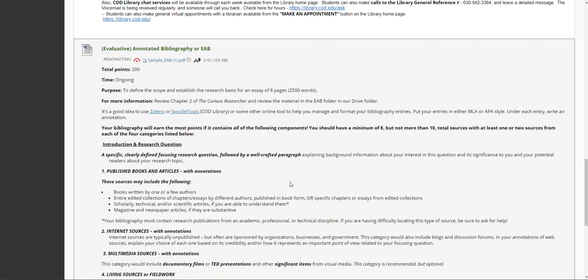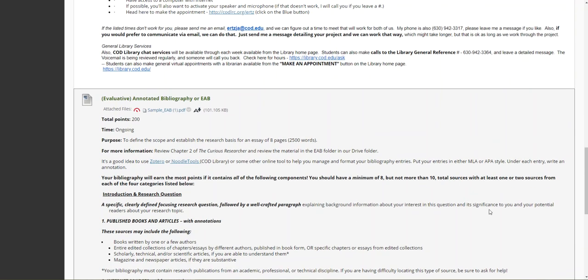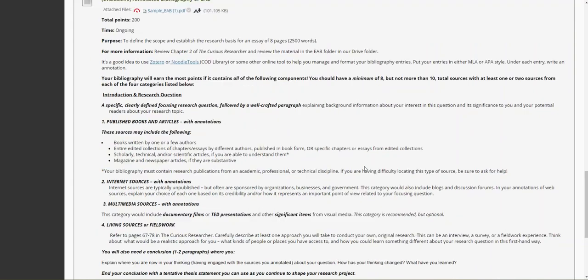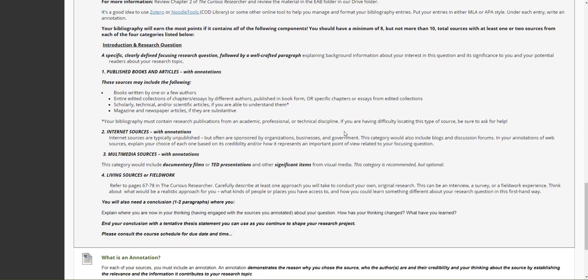So the first thing you're going to do for your annotated bibliography is write me an introduction and research question. That's a paragraph, right? A specific, clearly defined, focused research question followed by a well-crafted paragraph explaining background information about your interest in this question and its significance to you and your potential readers about your research topic. So I want an introduction. Next, the categories are as follows, and I'll cover those more in the lecture videos.